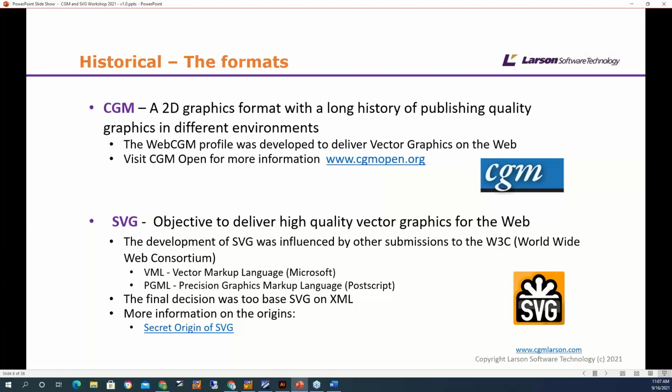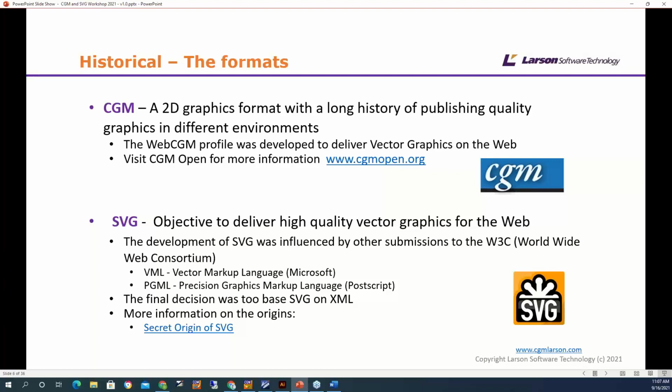So historically, CGM is probably considered an old format. It doesn't mean to say it's a bad format, but it's certainly been around since the 1980s. So it was developed quite strongly in the early days. I would say it's not really changed for a number of years, but it does the job that we need it to do.